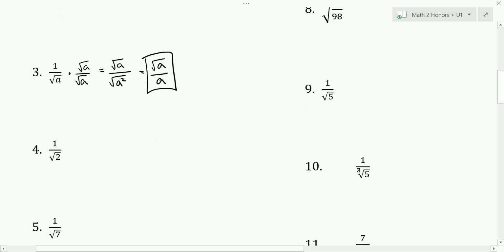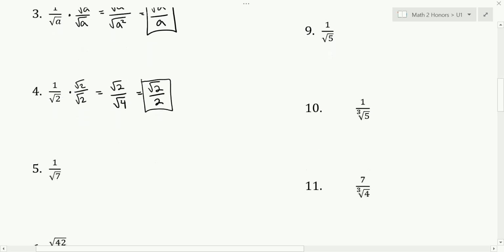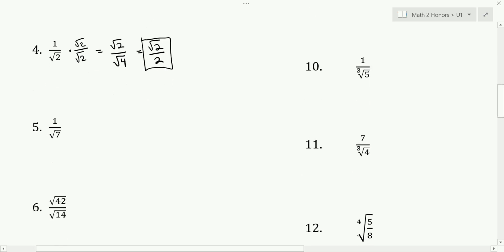And number 4, what do you think we multiply by? Square root of 2 over square root of 2. We end up with the square root of 2 over the square root of 4, which is square root of 2 over 2. Number 5. Will you try number 5 and try number 6?